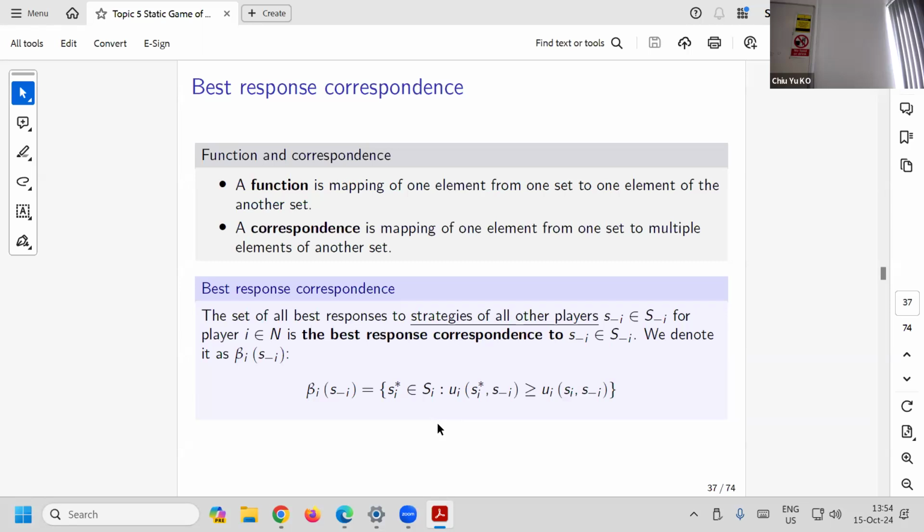Okay, so we call it the best response correspondence, which means that, given the strategy of the other players, you need to give me the set of strategies that are best responses to the others. So you tell me all possible strategies that are the best to the others. That is called the best response correspondence.